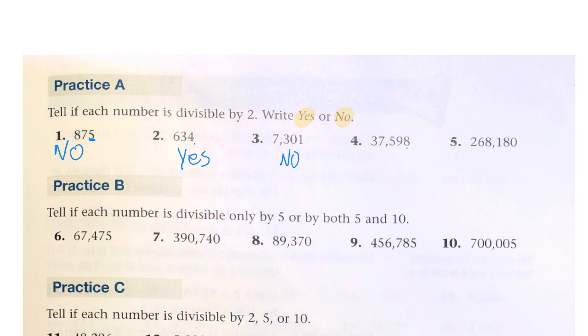37,598. That ends with an 8, which is even. So yes, any even number is divisible by 2. 200,068,180 ends with a 0. That is an even number. So yes, it is divisible by 2.